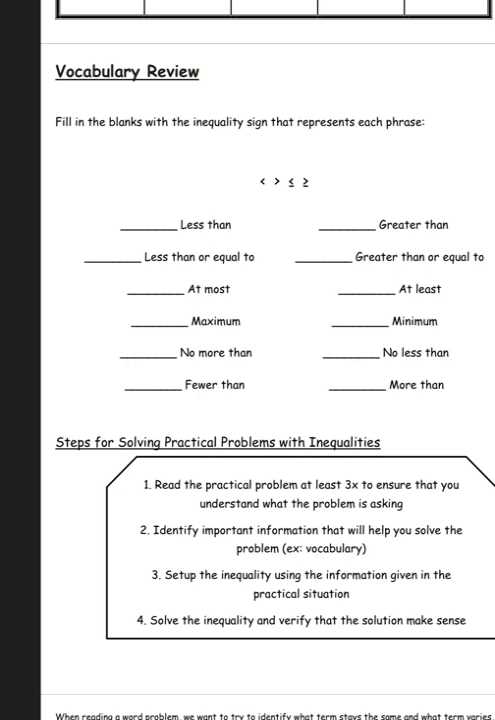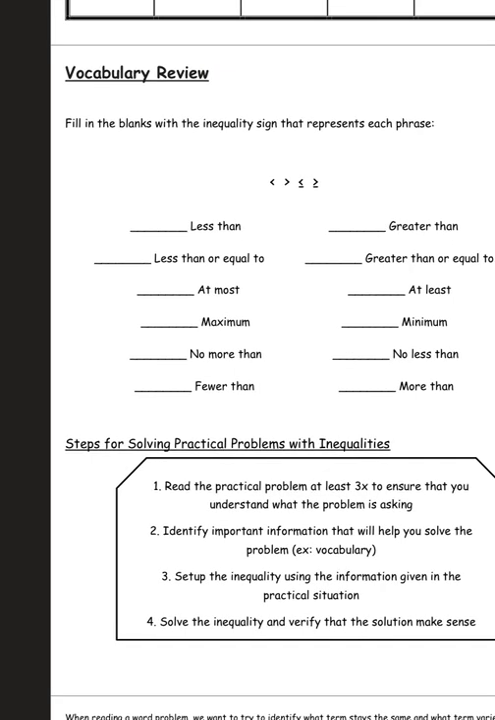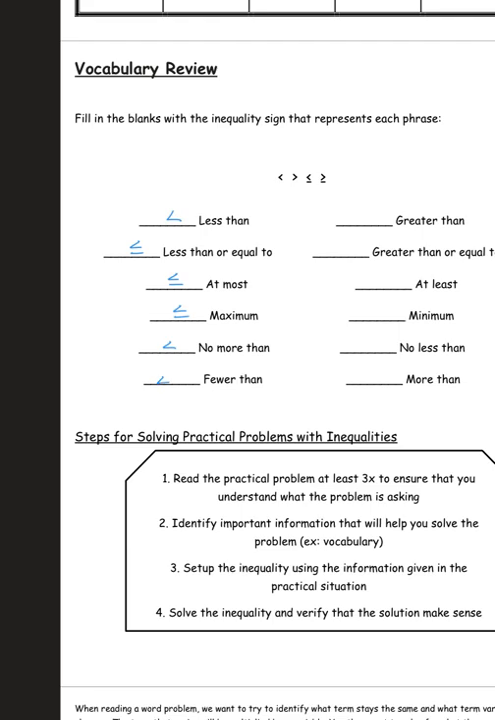All right, so let's take a look at it. So we have less than, so we know that less than goes with our less than symbol. Then we have less than or equal to. Then we have at most. At most would go with less than or equal to. Maximum would go with less than or equal to. No more than will be strictly less than, and fewer than would be strictly less than.